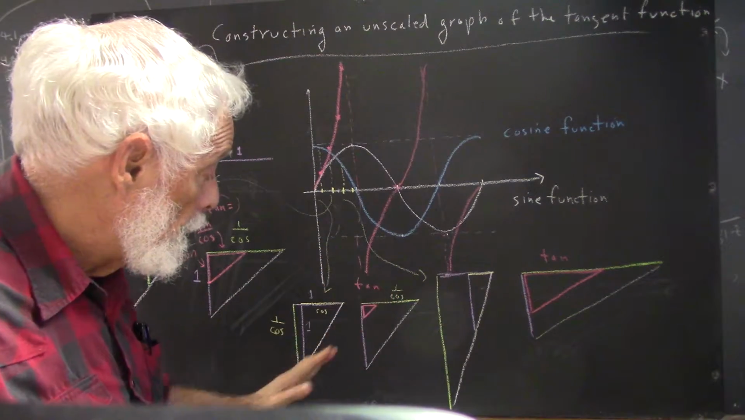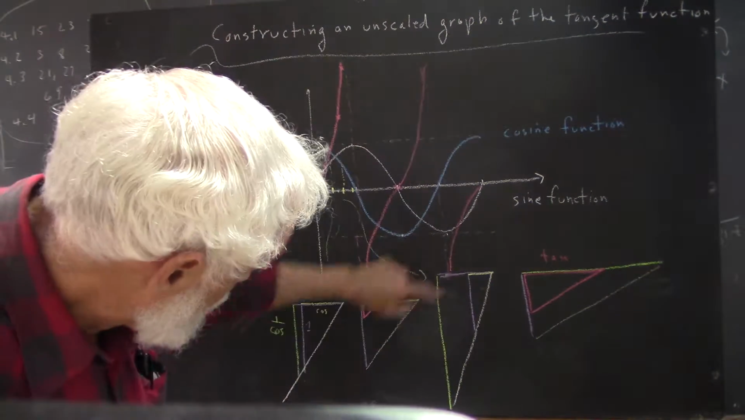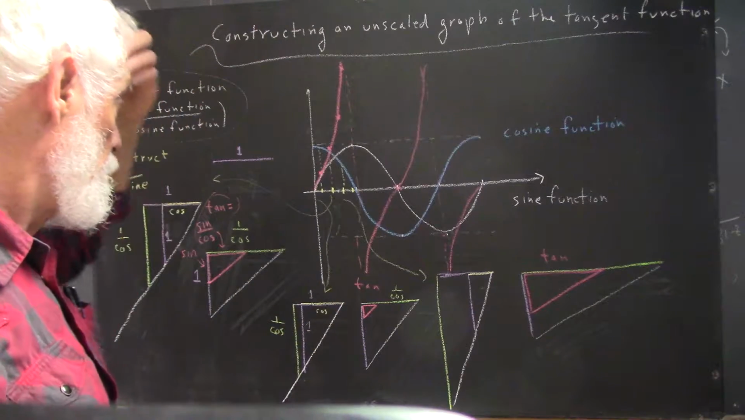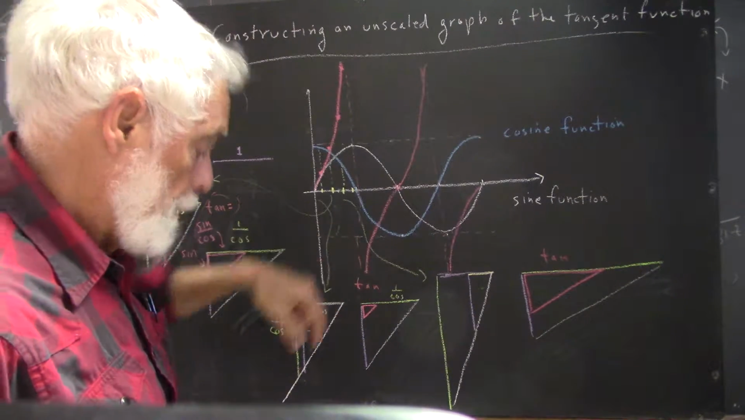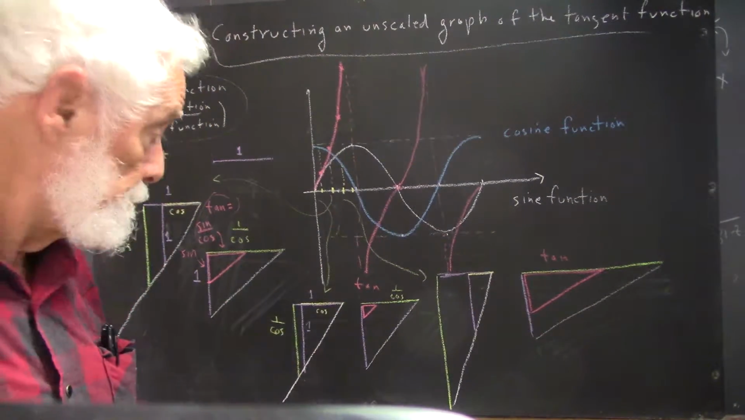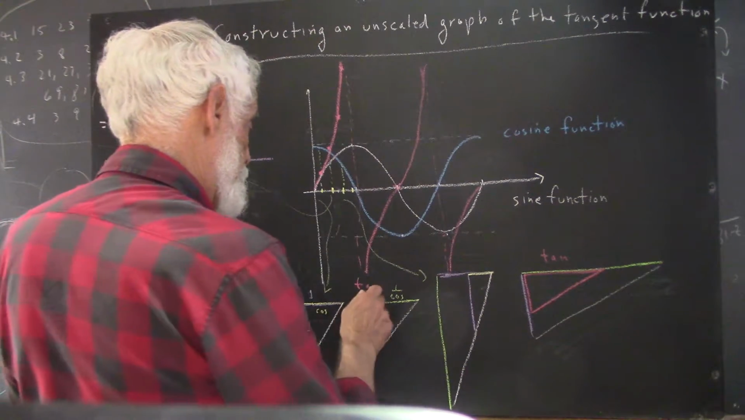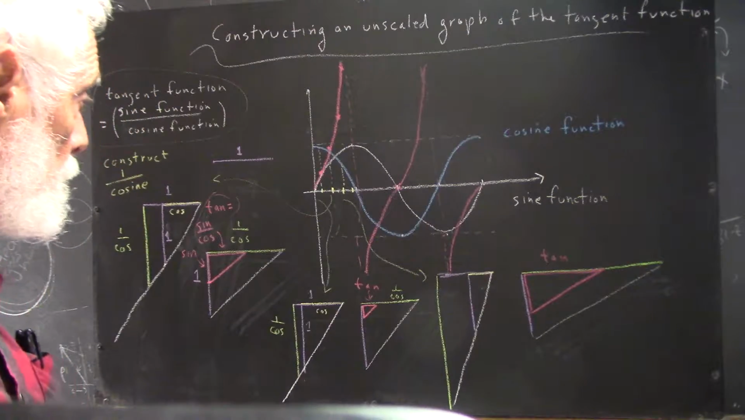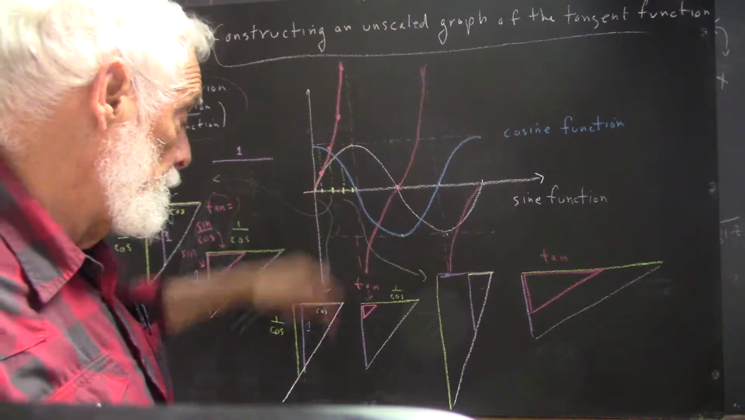I complete this triangle with the side parallel to the hypotenuse. Didn't do a really great job of that. But in any case, I then get a line segment here whose value is that of the tangent. Now I move to this point.